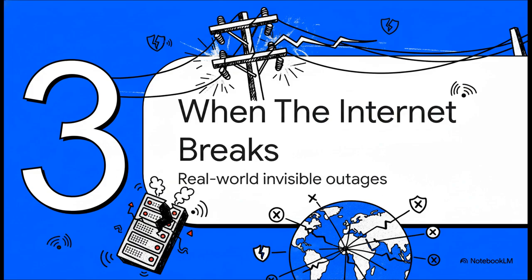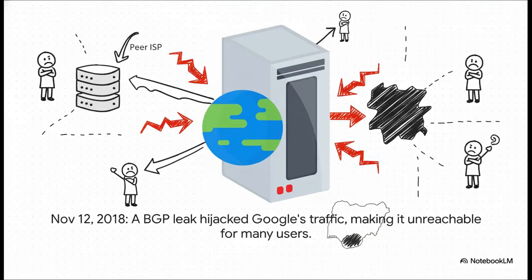All right, so up to now, we've been talking about individual client connection issues. But what happens when the problem isn't just one client or one ISP, but a fundamental piece of the internet itself just breaks? Let's dig into some real-world, large-scale, invisible outages. This is a perfect and kind of terrifying example. So BGP, the Border Gateway Protocol, is essentially the routing system for the entire internet.